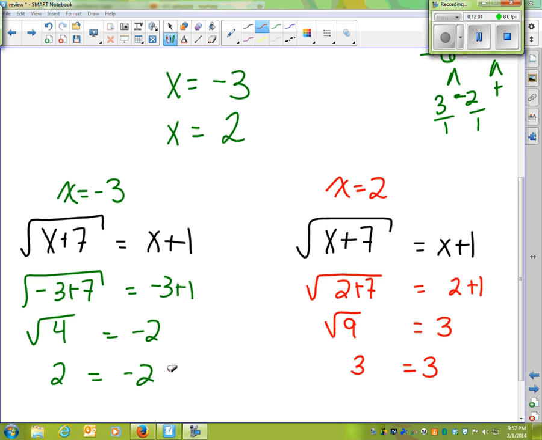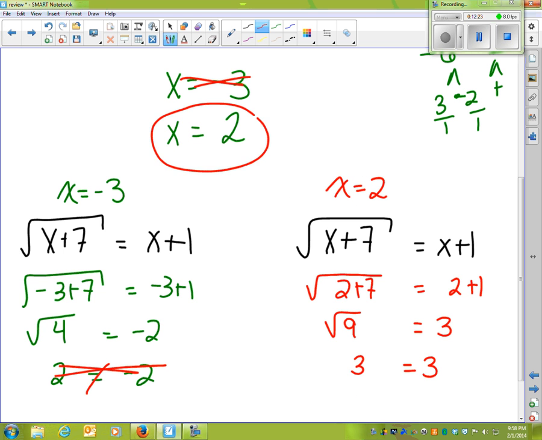Here's my work showing when I checked my answer. With the negative 3, it came out that 2 does not equal negative 2. So, sorry about that. So negative 3 does not work out. Looking over here at x equals 2, I get 3 equals 3. Therefore, 2 is my answer. If I ask you to check for extraneous solutions, that's what I'm looking for. One answer works, one answer doesn't.